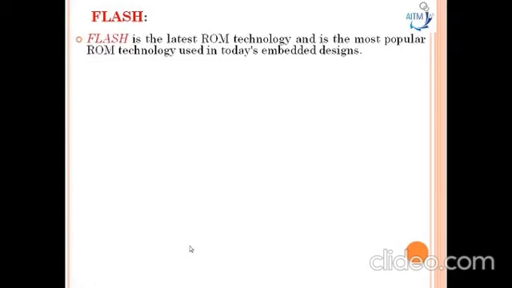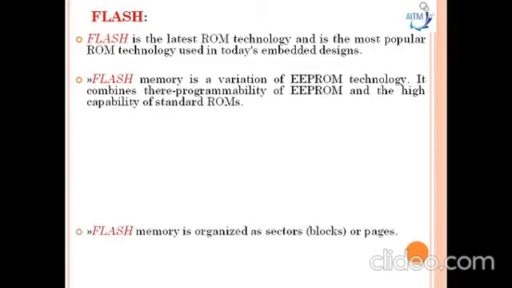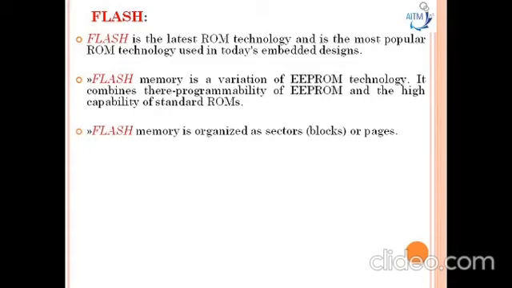Now coming to the fifth type of program storage memory, that is flash memory. This flash memory is the latest ROM technology and is the most popular ROM technology used in today's embedded designs. This flash memory is a variation of EEPROM technology. It combines the programmability of EEPROM and the high capacity of standard ROMs. A flash memory is organized as sectors or pages, so the memory is organized as blocks or pages.